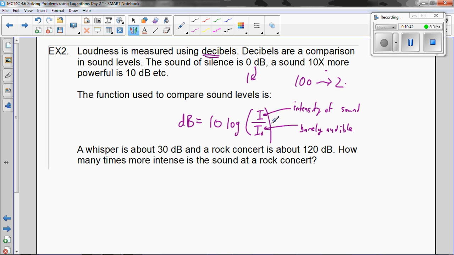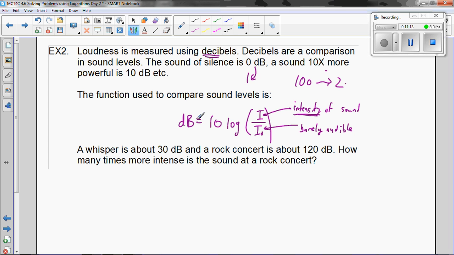And we always compare it back to the sound of silence, or that it's barely audible, and we want to find out how many more times intense that sound is. And by sound intensity, it's got something to do with units in physics that I've got no clue. For that one, you can ask Miss Stone how they measure sound intensity. A whisper is about 30 decibels, and a rock concert is 120 decibels. How many more times as intense is the sound at a rock concert?